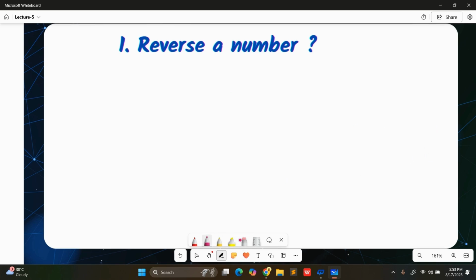So what I'm doing is, let's say number is equal to 431. I want to reverse this number. Output should look like 134. Before that, I want to find the remainder. How can I find the remainder? I will do number modulo 10.